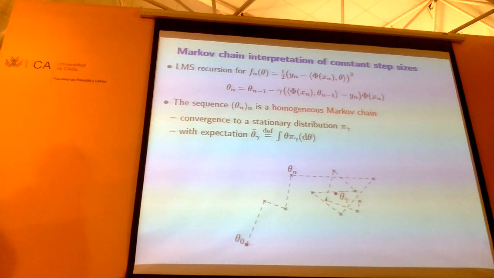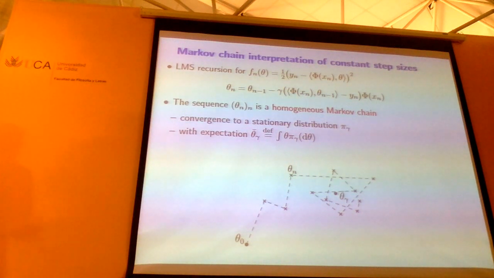And then, when this is the case, you can show, of course you need to add some assumptions, that the Markov chain converges to a stationary distribution. Stationary means that at the end, we end up oscillating around the true value with a given distribution. I will call pi of gamma that distribution, and theta bar of gamma this average. So we know from the start that when you have a constant step size, it is not a converging algorithm. It will oscillate forever. This is known from Markov chain theory.